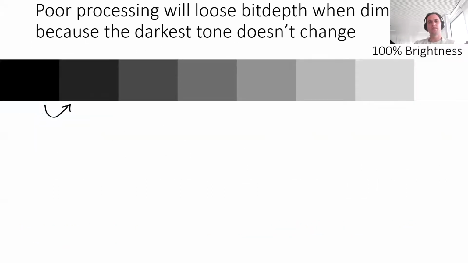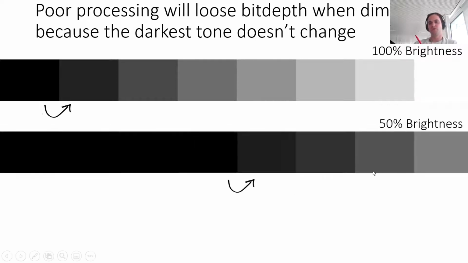Okay, so let's see what happens when we dim this. Continuing on this 3-bit gray ramp with 8 shades of gray, this is at 100% brightness. So what happens if we dim it to 50% brightness? Well, the brightest square is actually the one in the middle of the first one.